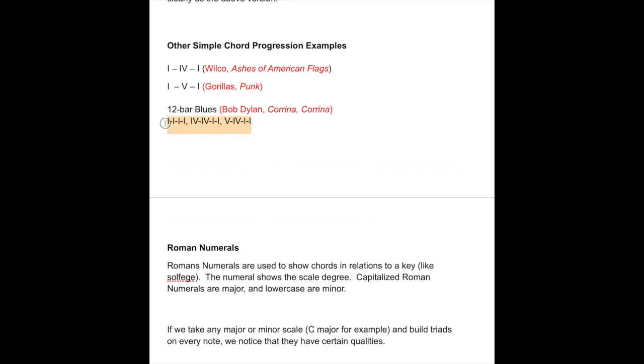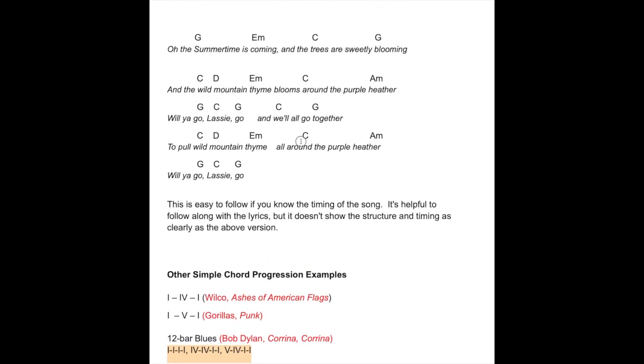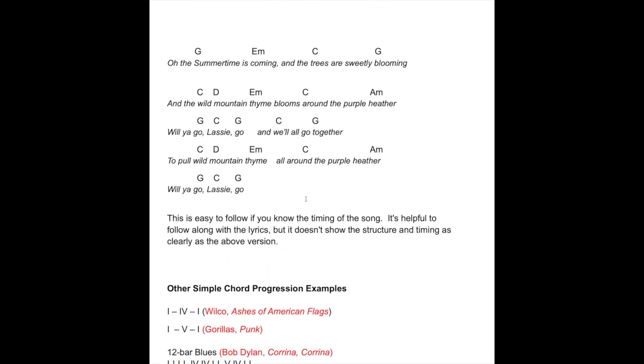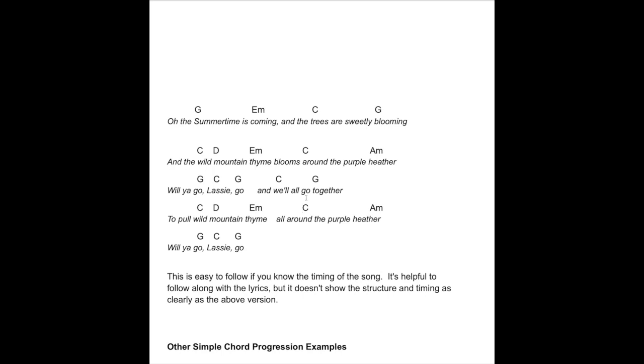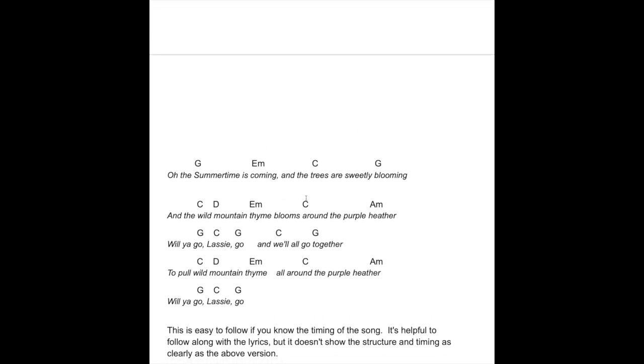But I partly pointed that out because all 12 measures are made up of just 3 chords, 1, 4, and 5. So I encourage you to go look at some more examples of music that you like and figure out what the chord progressions are or look them up. If you have any questions, I'm happy to answer those, especially in our Q&A sessions. Just go ahead and let me know if you have questions.